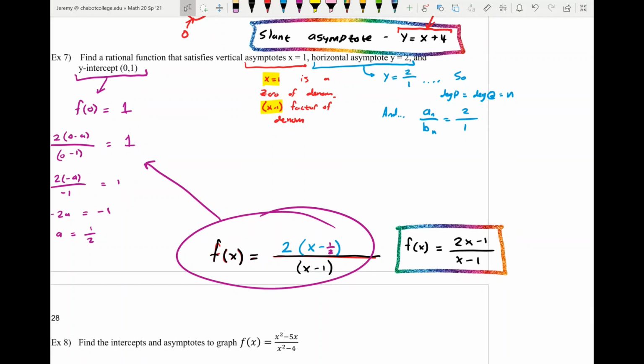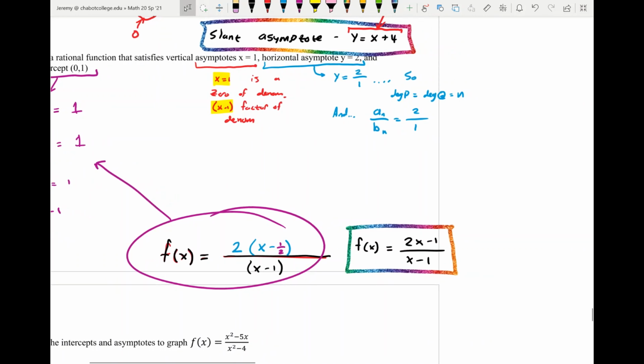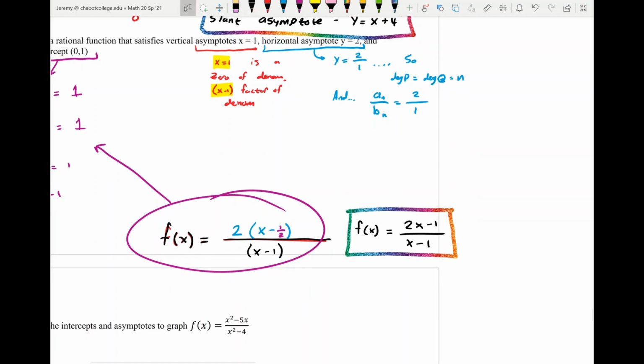Okay, so I just broke that problem down one piece at a time and pieced this thing together. And now that I have my answer, something I usually do, and if you're working on a test and you have time, this is a good idea, is to check each one of these and make sure. So, do I have a vertical asymptote at x equals 1?